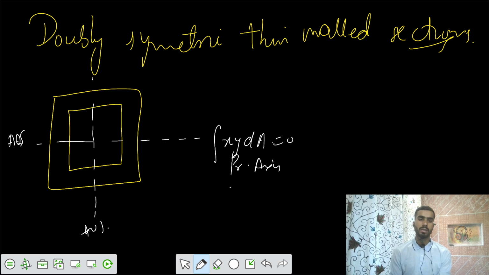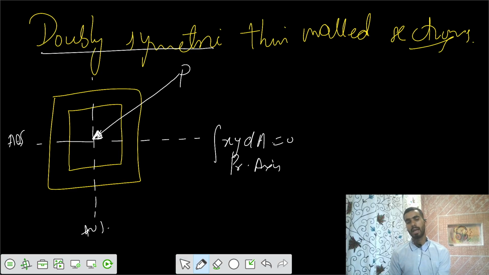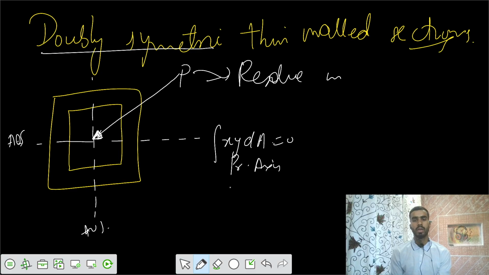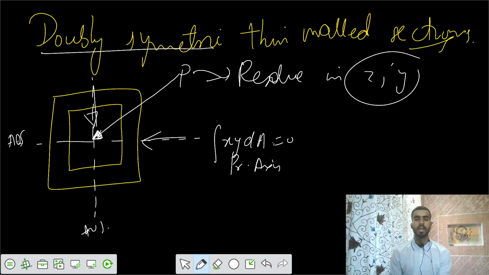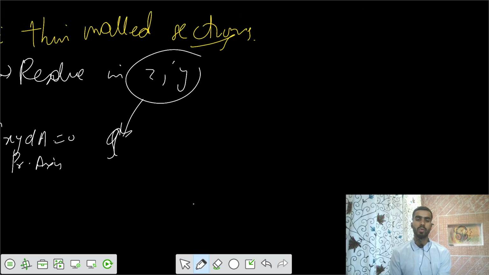If the load passes through the centroid, and this is your load, but you have those two axes of symmetry, then you have to resolve your force in the z and y directions. Accordingly, you get the components. Then you can calculate the shear flow in both directions. Then you do the algebraic sum.